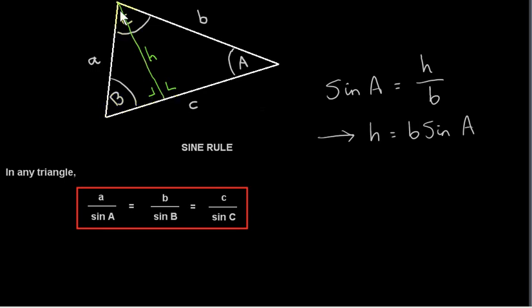Now let's look at this right angle triangle next to it that contains angle B. The side opposite B is also H, but the hypotenuse of this right angle triangle is A. Sine of B is opposite over hypotenuse. So from this we can get the perpendicular height, H equals A sine B.